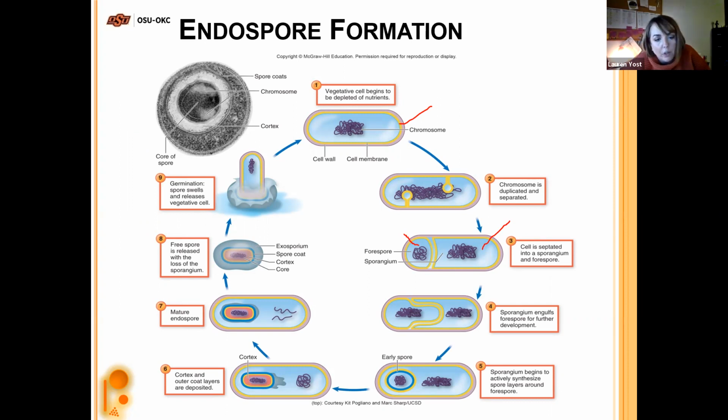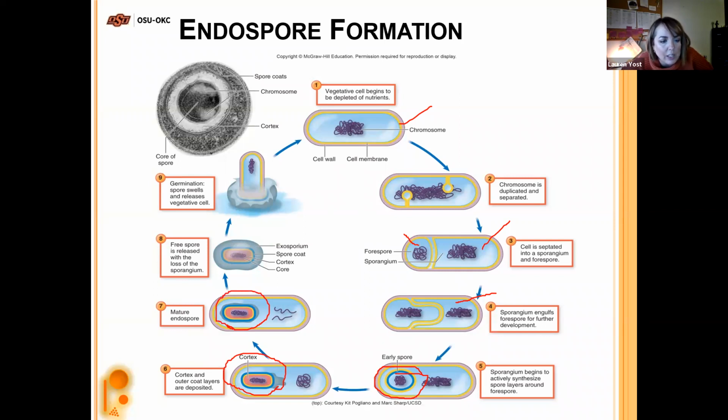The sporangium starts to engulf where it's making the spore. It has a little bit of spore stuck into it once it's engulfed it. The sporangium now is making even more of it into a spore. The sporangium has now made a mature endospore that's just waiting.